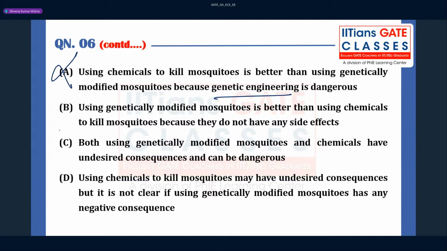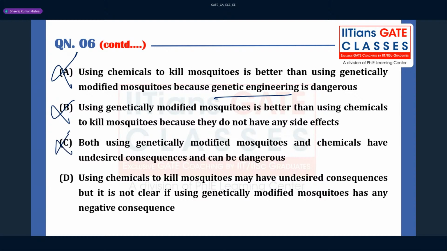Using genetically modified mosquitoes is better than using chemicals to kill mosquitoes because they do not have any side effect. Again this option is eliminated. While reading the options, you should be very confident that this option will be eliminated. Now let us move to the next. Both using genetically modified mosquitoes and chemicals have undesired consequences and can be dangerous also.